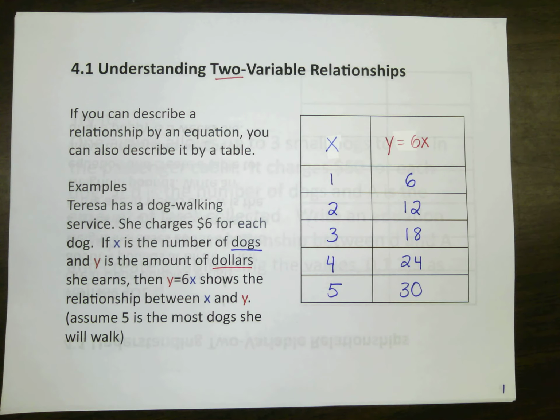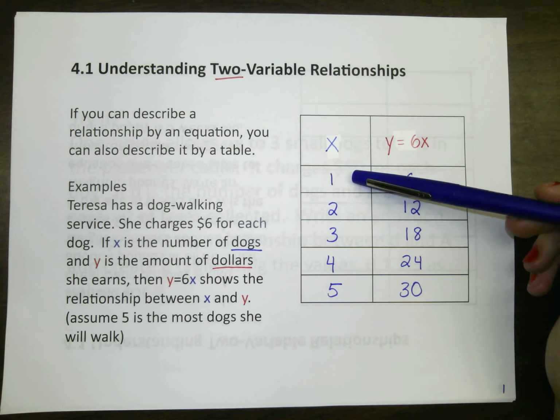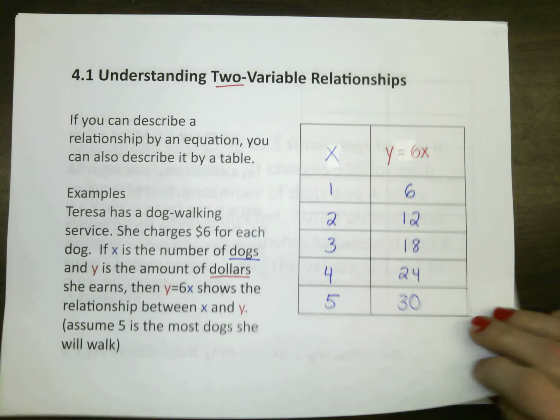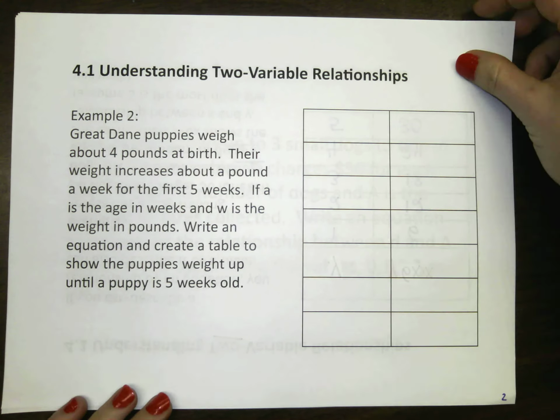So 6 times 5 is 30. That's the first type of problem you might have. You might be given an equation and you have to create a table that shows, for any given value of X, what the Y would be.